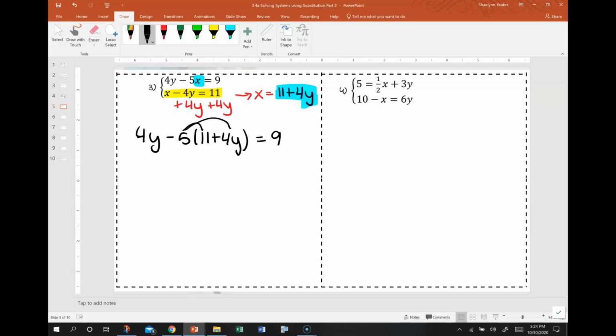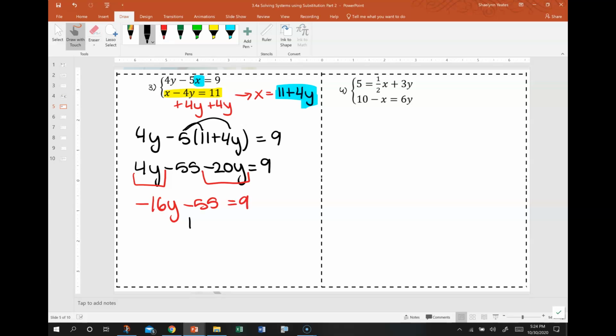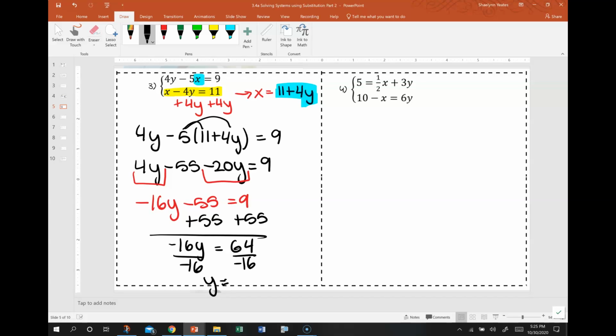From here I distribute my -5. So I have 4y minus 55 minus 20y equals 9. From here I'm going to combine like terms. So I've got a 4y and a -20y, so that becomes -16y minus 55 equals 9. From here I can add the 55 to both sides, and I get -16y equals 64. And from here I can divide both sides by -16, and I end up with y equals 4.